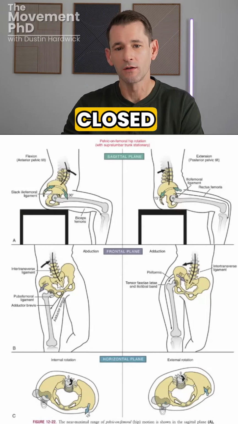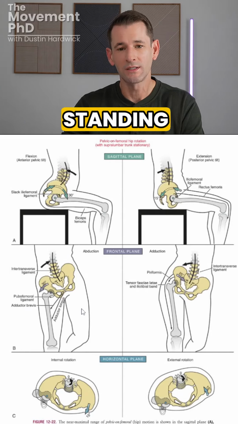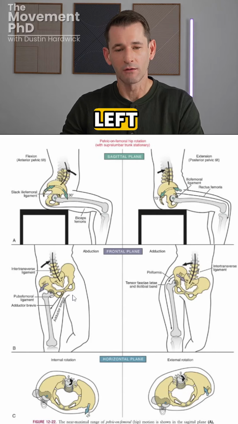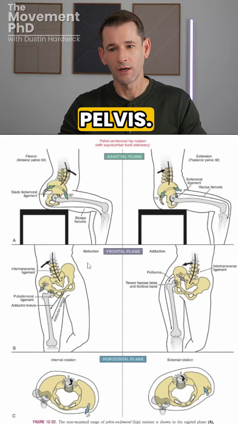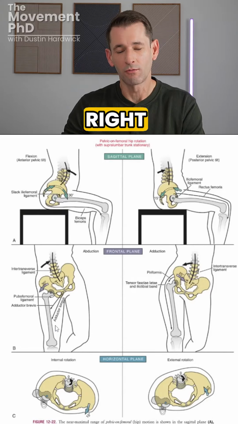Let's talk about closed chain abduction and adduction. So if you are standing on your right limb and you bring your left limb off of the ground, so you hike the left side of your pelvis, that's going to be relative abduction on the right side.